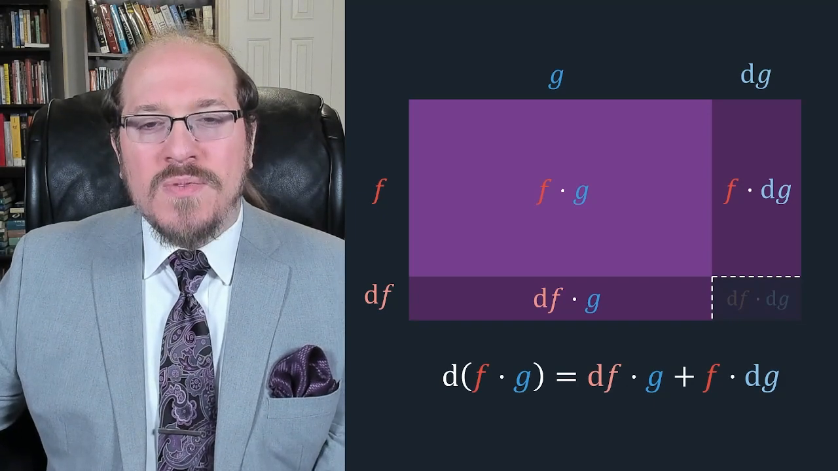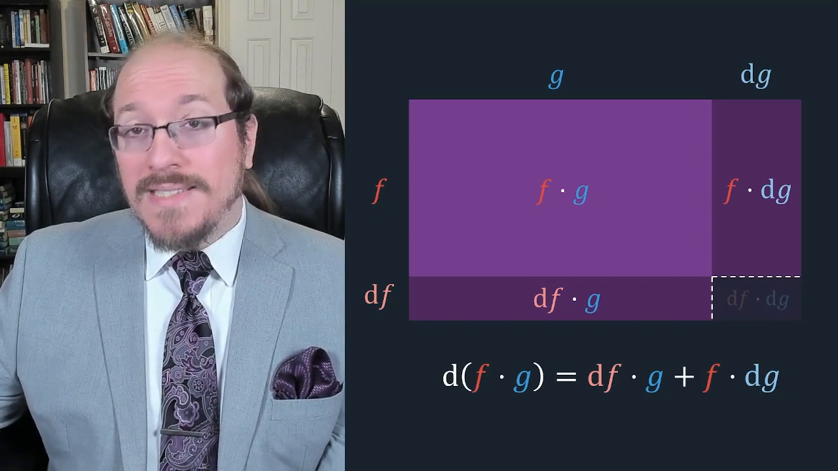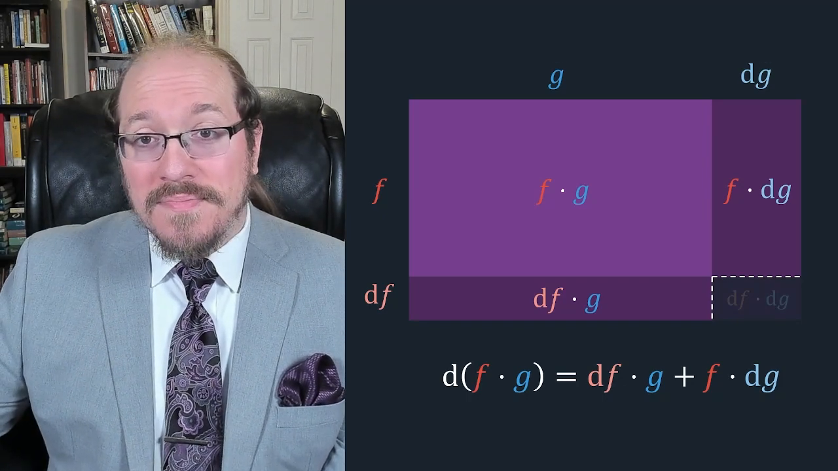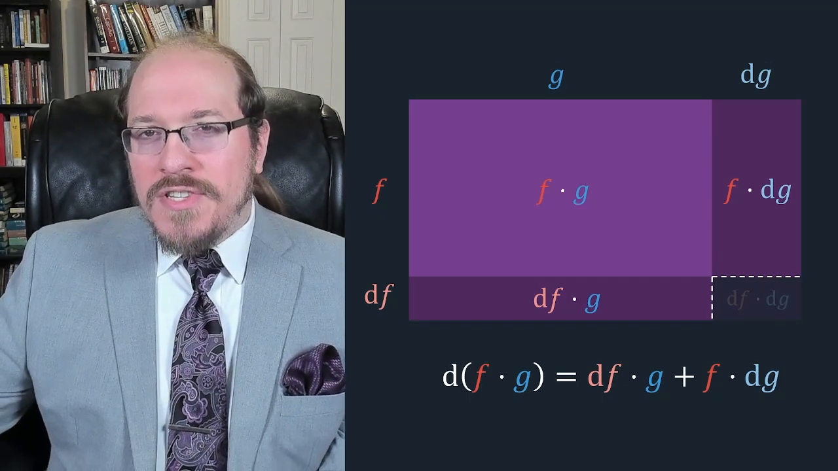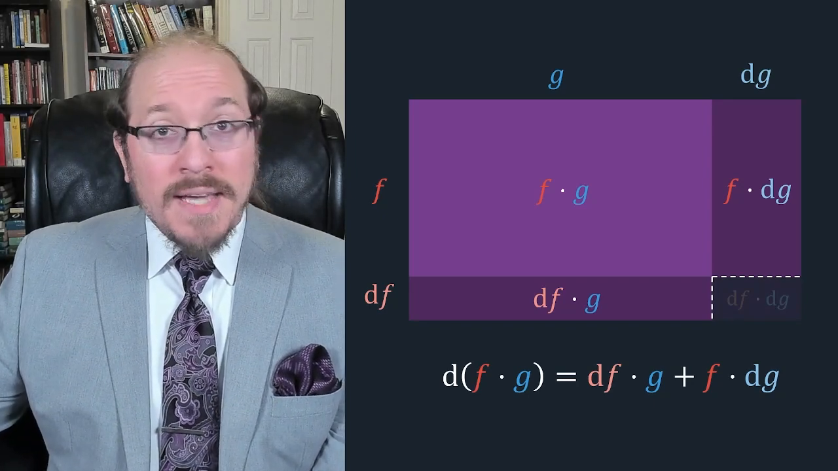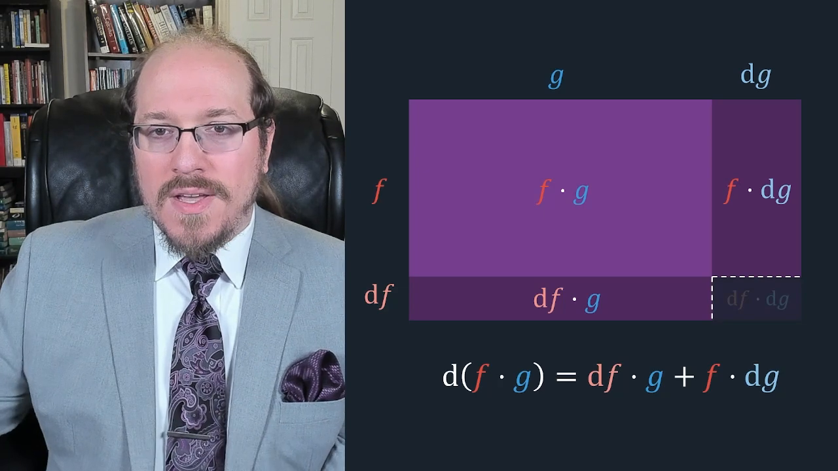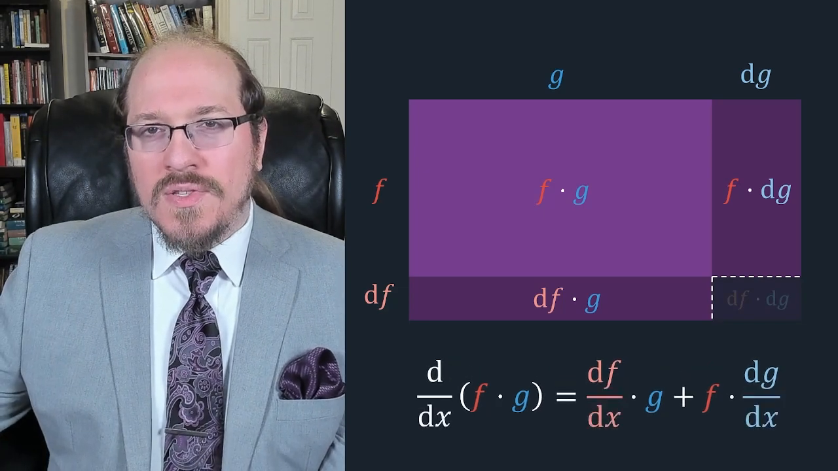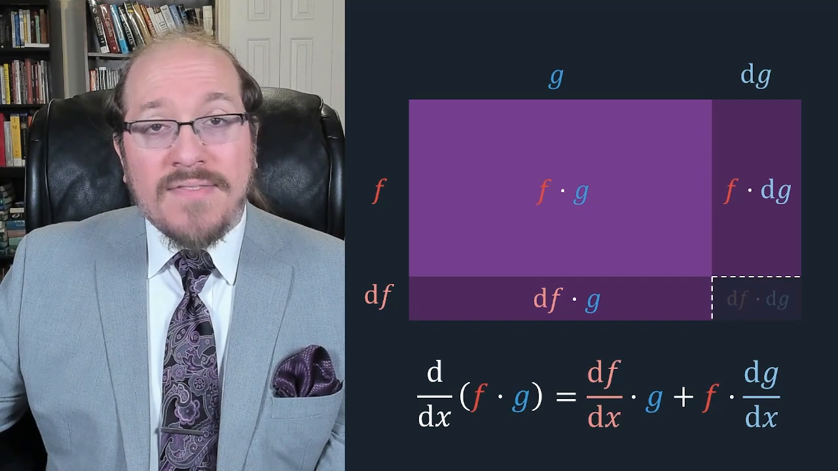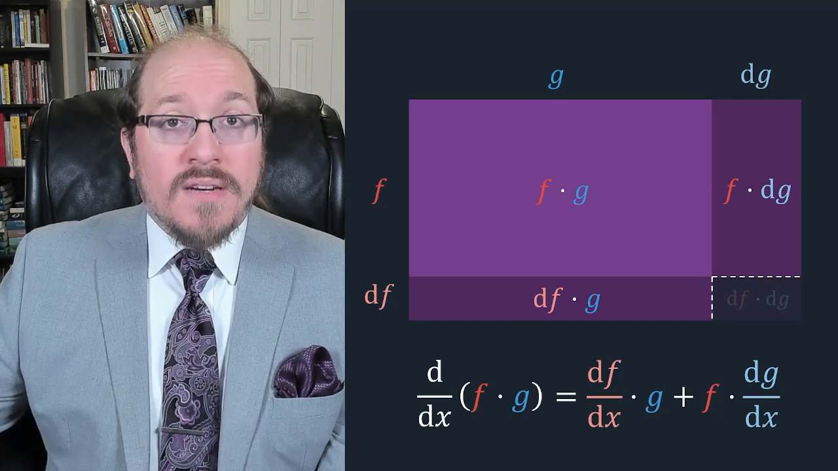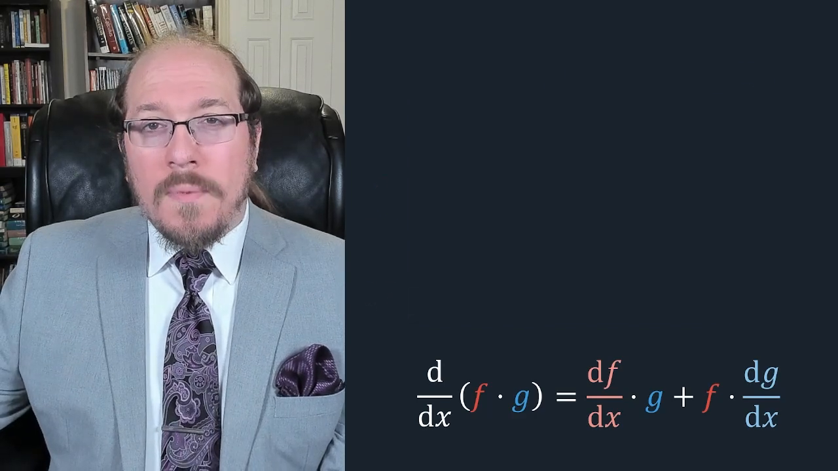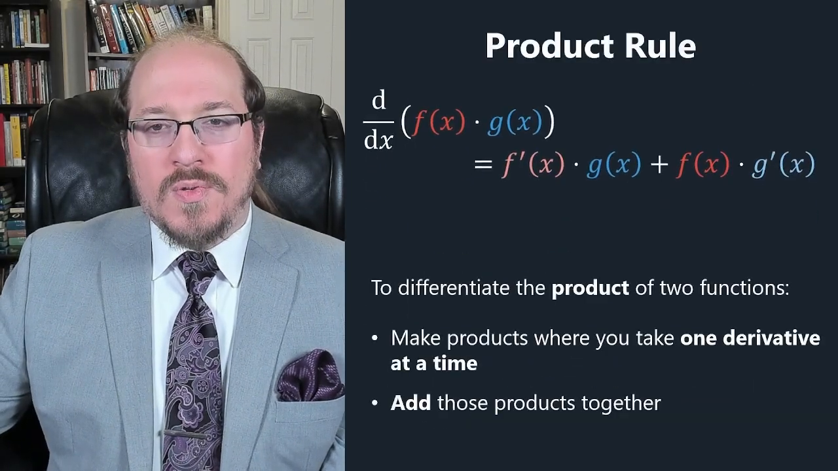The only pieces we need to worry about right now are df times g and f times dg. Now, if f and g are functions of some variable x, then they'll change when x changes. So if we divide both sides through by dx, we end up getting a formula for the derivative of f times g in terms of f and g and their derivatives. What we've now developed is the product rule.